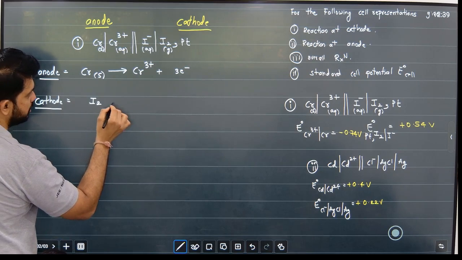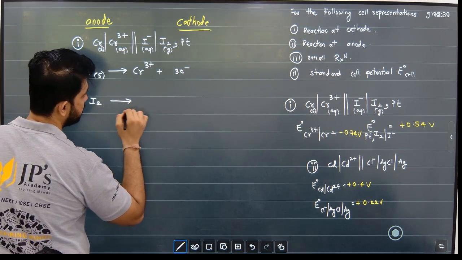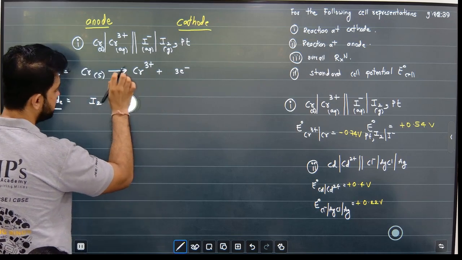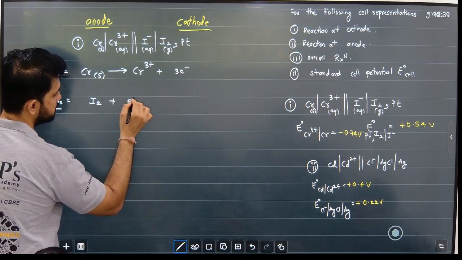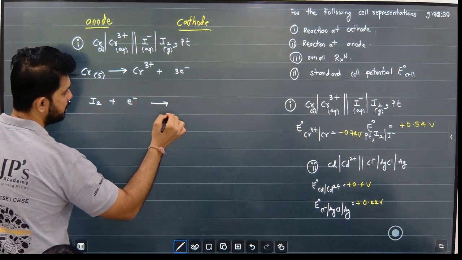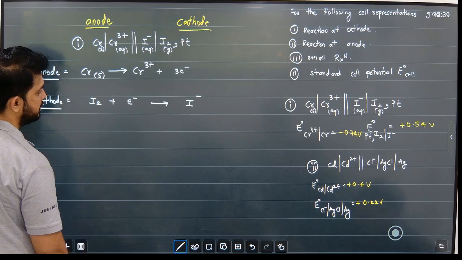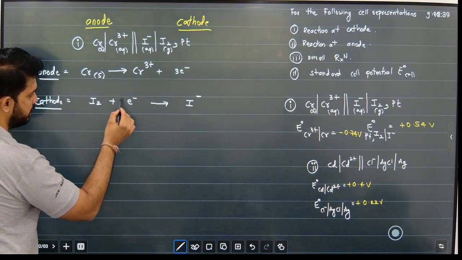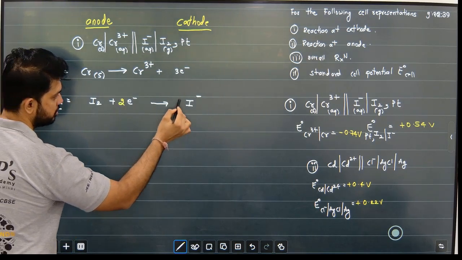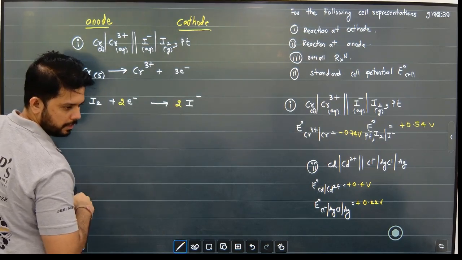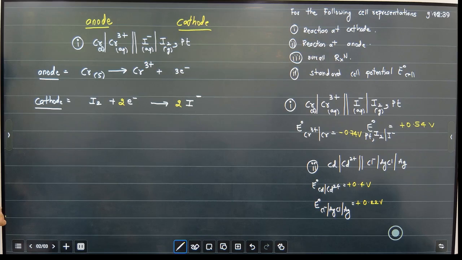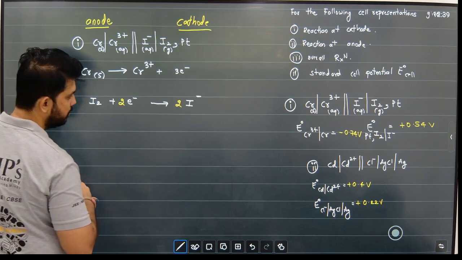I2 becoming, sorry, it is reduction, so it has to gain electrons. So this is going to become I minus. Yes or no? But this is I2, so I would need how many electrons here? So this will become 2I minus. With me till here? Yes or no?